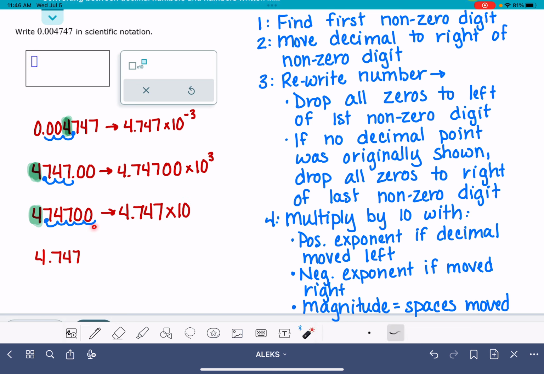I have a positive exponent because I moved my decimal point to the left. This is indicating that this is a large number greater than 1. And I moved it 5 spaces, which is the magnitude of my exponent.